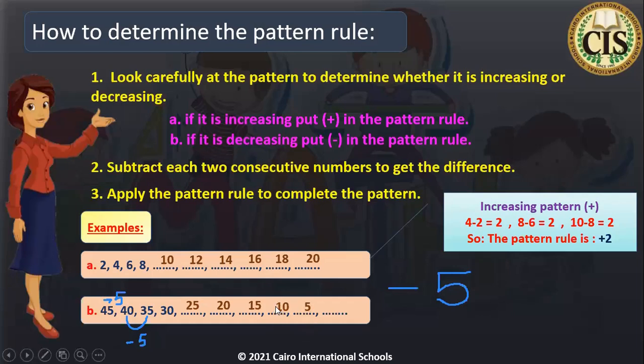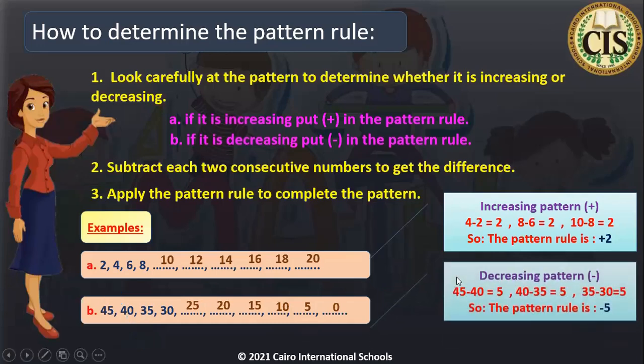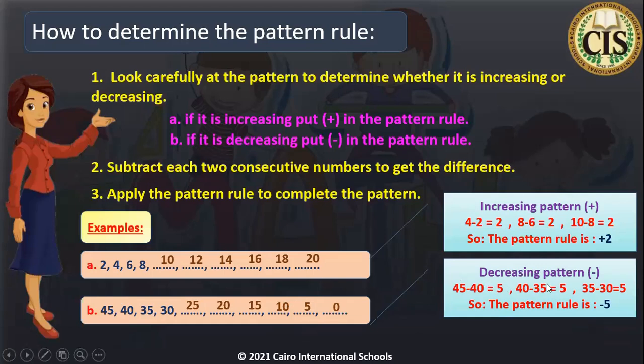Then subtract 10 minus 5 equals 5. 5 minus 5 equals 0. Great, Anas. Great, Noor. Bravo. Excellent, my dear students. Very good. So this is a decreasing pattern, and we are subtracting each 2 consecutive numbers to get the difference, and the pattern rule is minus 5. Why minus, Miss Nada? Because the numbers are getting decreased.